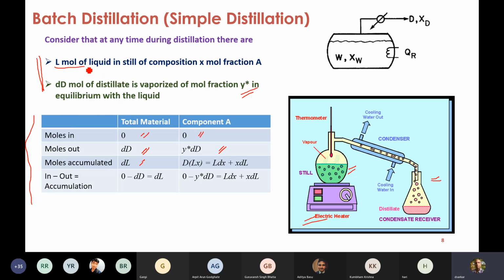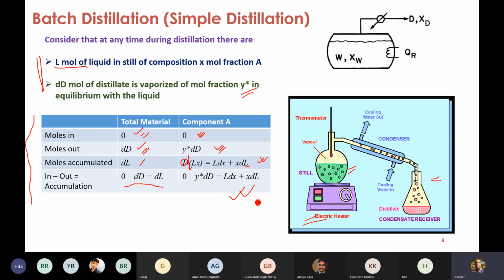Okay. And in terms of component A, this is small d, differential of L into X, which is LdX plus XdL. So now you write the mass balance equation as in minus out equal to accumulation. So in minus out equal to accumulation. So 0 minus dD equal to dL. Similarly, 0 minus y star dD equal to LdX plus XdL. We can write this.